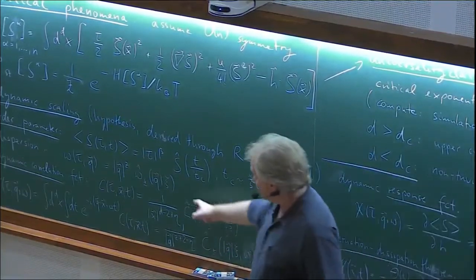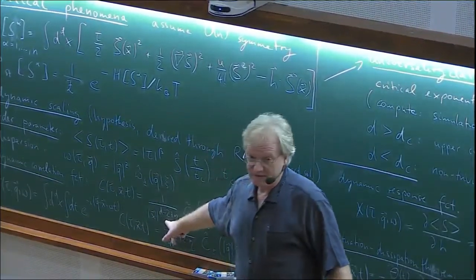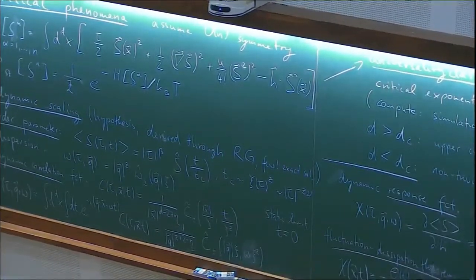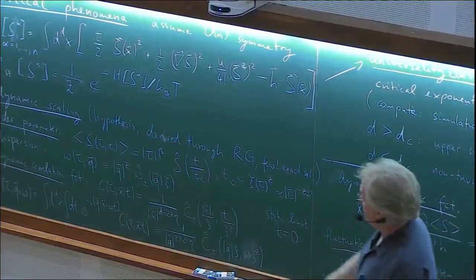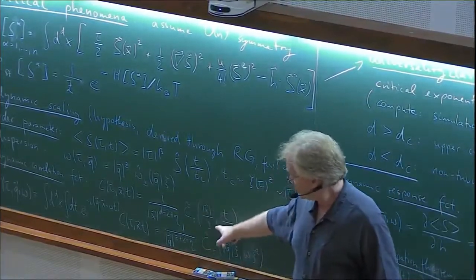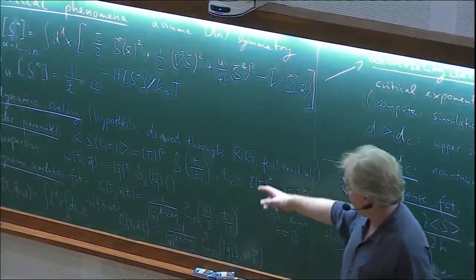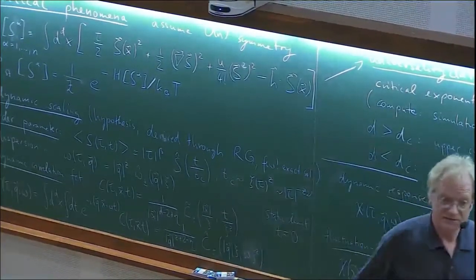And then I can pull out this overall algebraic decay, which tells me how the correlations decay right at the critical point. That's the meaning of this exponent eta. And then we have a scaling function where you measure distances relative to the correlation length and times relative to, again, this overall time scale psi to the z.